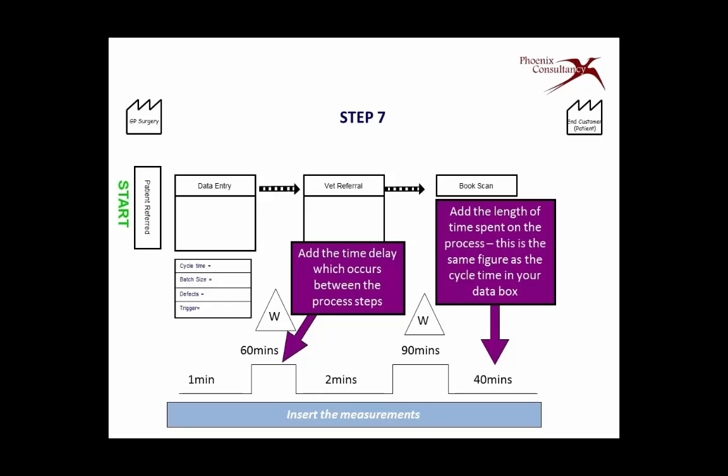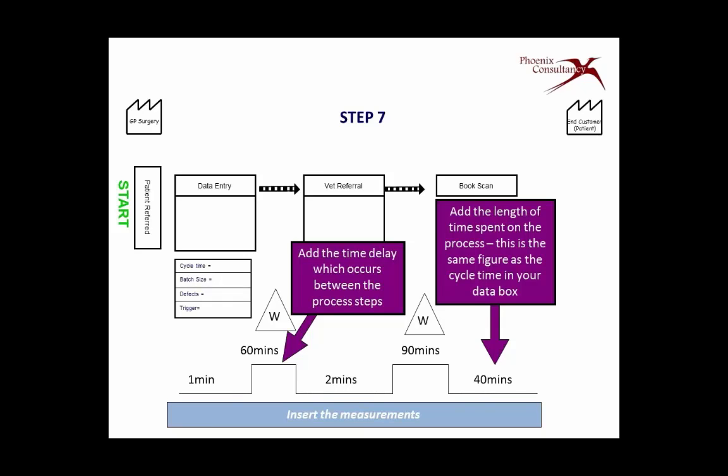It might be that you don't know what the waiting time is between steps, and you might need to measure that a bit further, or it might be appropriate for you to calculate how long it would take to clear the backlog by multiplying the work in progress, or the inventory between steps, by the cycle time.